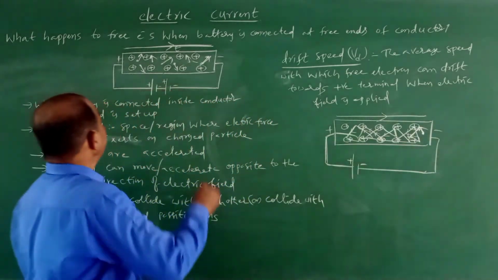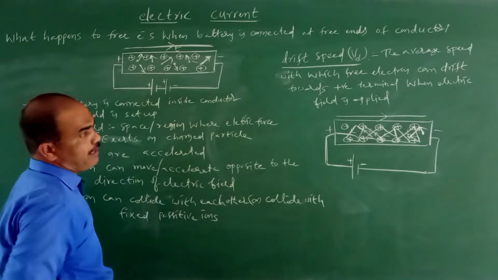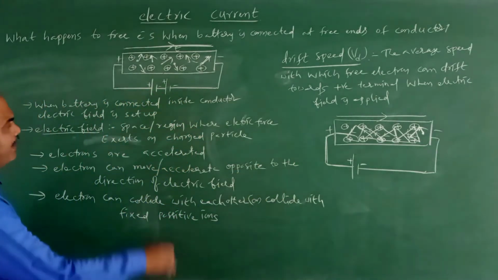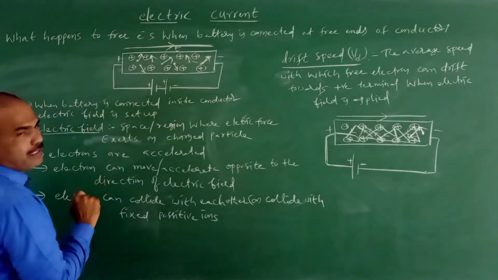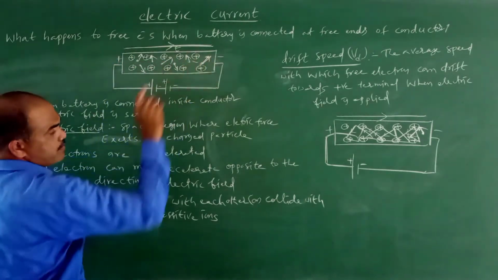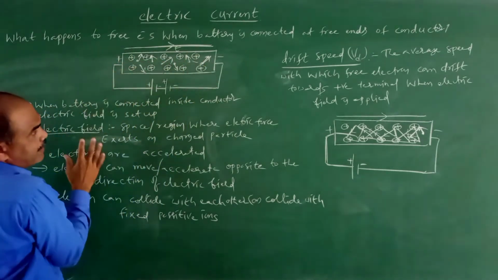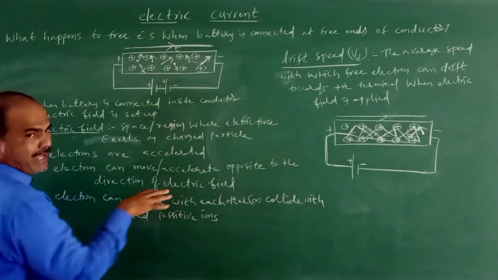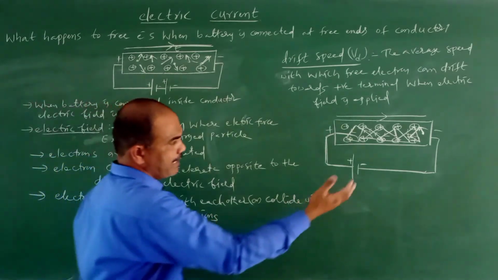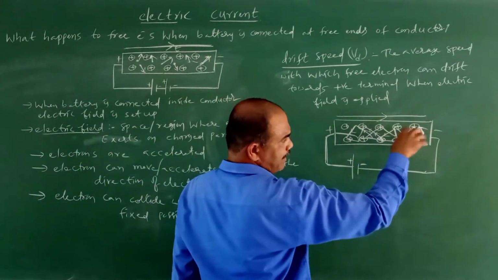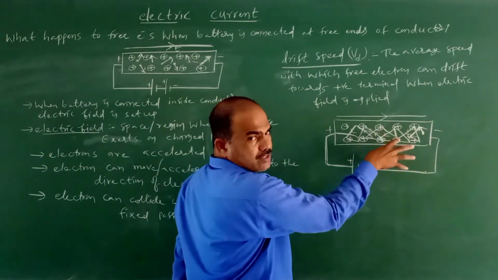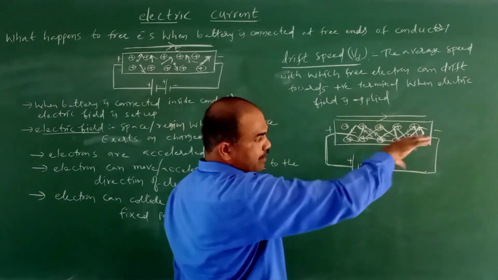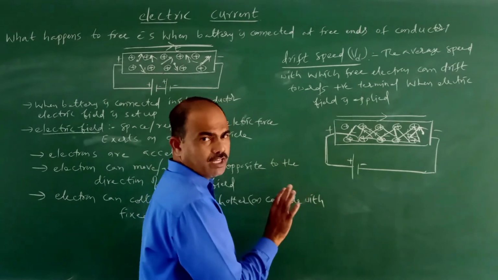So what happens to the free electron when the battery is connected at the free ends of the conductor? First of all, the electric field is set up inside the conductor from the positive to the negative side. Due to the electric field, an electric force will act on the electron, and it will be accelerated. When it is moving inside the conductor, it may collide with the fixed ions. Due to that, it can be drifted towards the positive terminal.